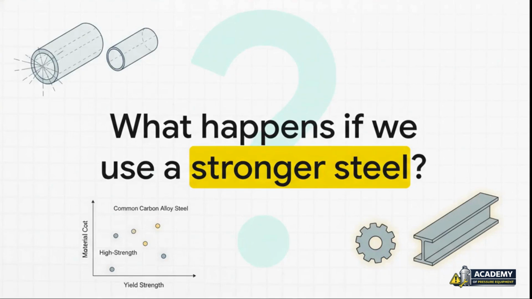So let's play this out. Let's run a little what-if scenario. Remember my first question, why is this wall so thick? Well, I see in your notes that you used a really common, low-strength carbon steel. And look, that's a safe, standard choice. It gives you a certain S value, but what happens if we decide to spend a little more on the material itself? What if we upgrade that steel?